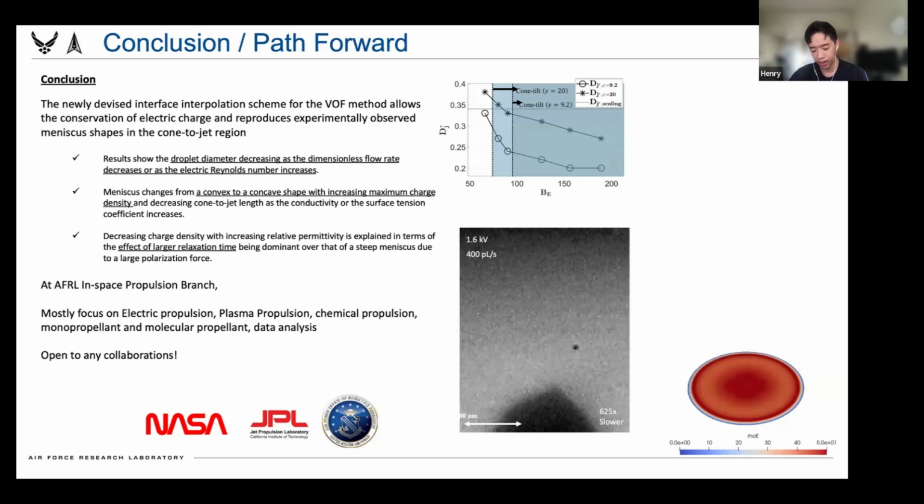We're working with John Eam at NASA Glenn, and I'm sure he's also Korean. So if I have the chance, I might introduce him to our community. And we're also working on the monopropellant chemical reaction inside the thruster as well. So we're doing a lot of cool research. We're open to any collaborations, so if you're interested, please don't hesitate to reach out to me.